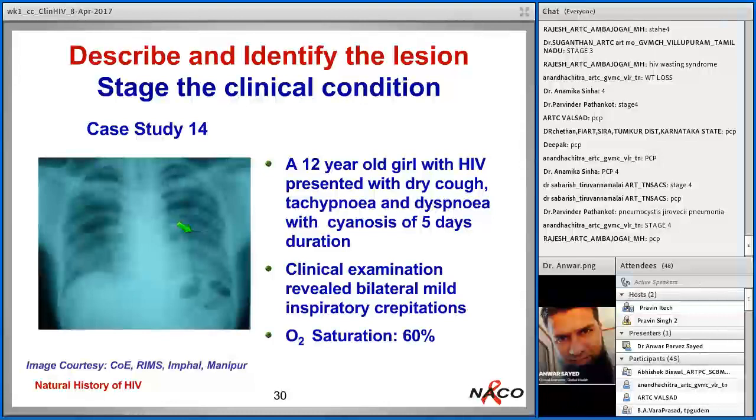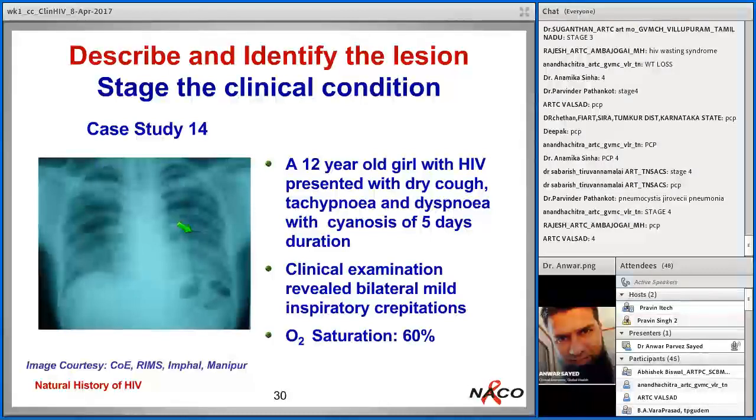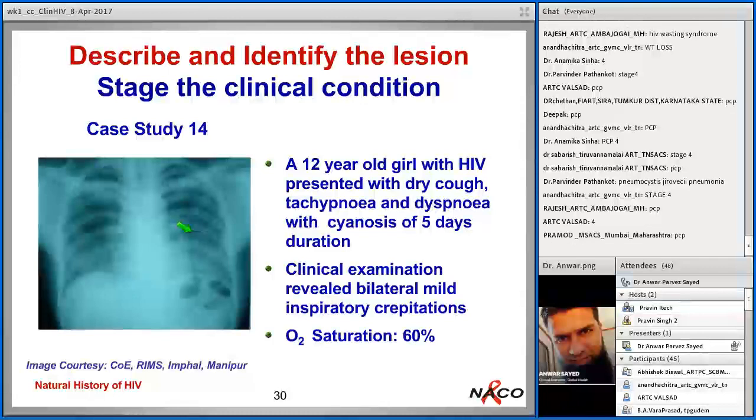A 12 years old girl with HIV presented with dry cough, tachypnea, dyspnea and cyanosis. Clinical examination revealed bilateral crepitations, and the X-ray looks like this. You will not be able to appreciate much here because the picture is in a smaller window. But there are some interstitial shadows here, and sometimes it looks absolutely normal. Here at least you can see some perihilar opacities. So this is a typical presentation of PCP, as many of you are writing in the chat box.